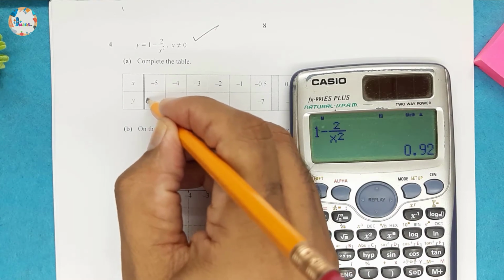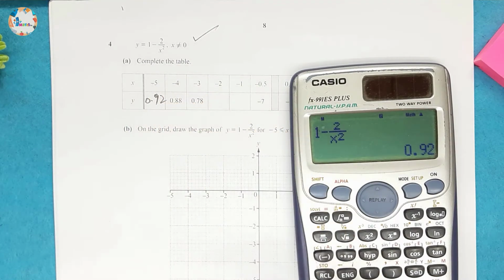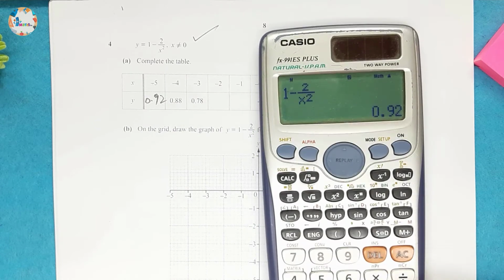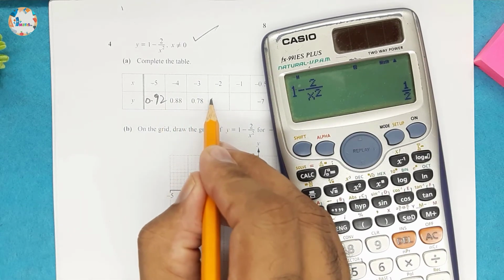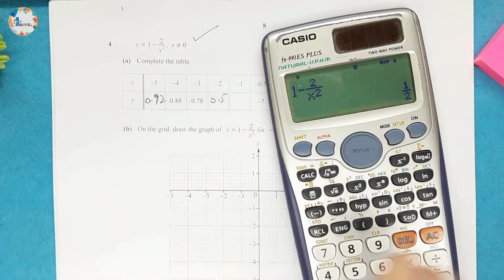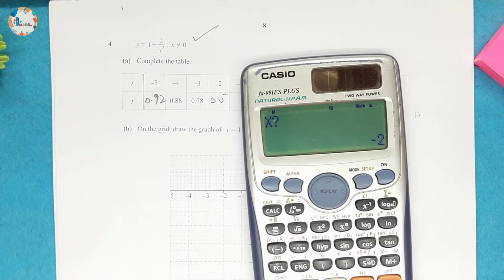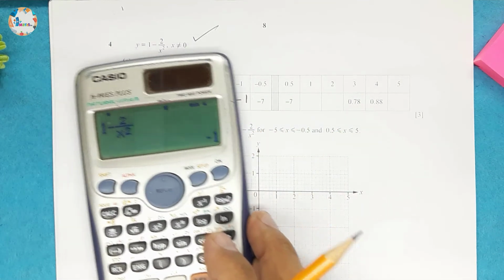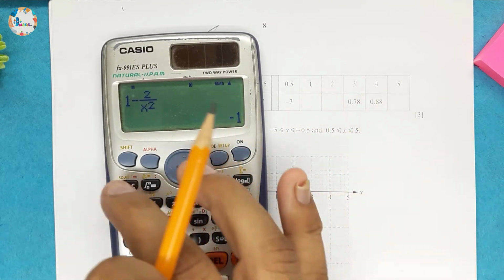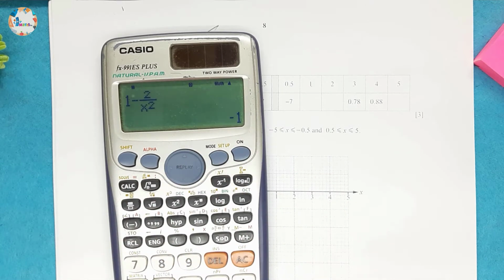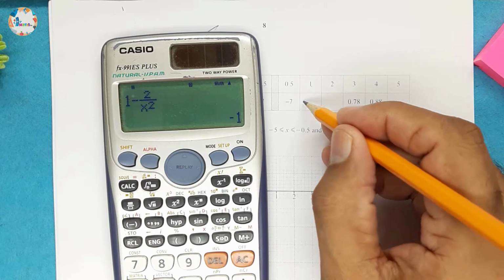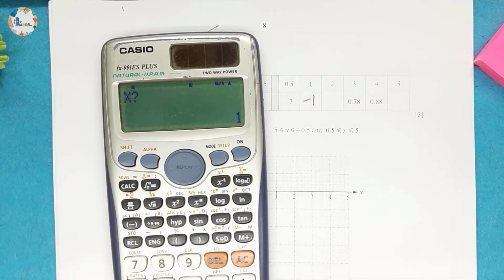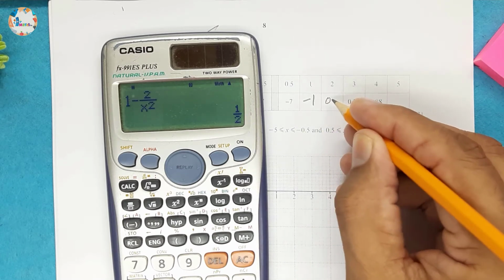0.92. So 0.92 will be over here. Then for -2, calculate for -2, this will give us 1/2 or 0.5, so this will be this. Then calculate for -1, and this will be equal to -1. These are basically the values which we are writing. Then calculate for x is equal to 1, which will be -1, so this will be -1. Then calculate for 2, which will be 1/2, which we can write as 0.5.